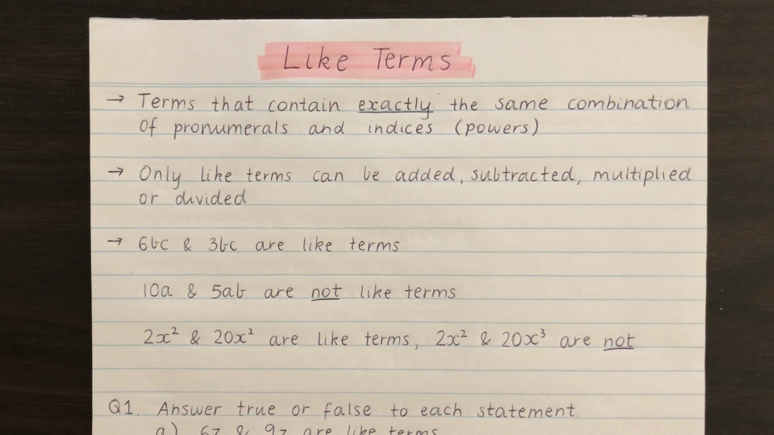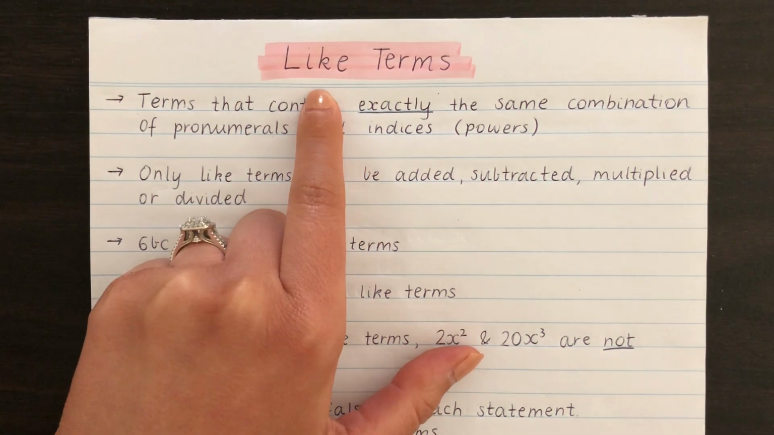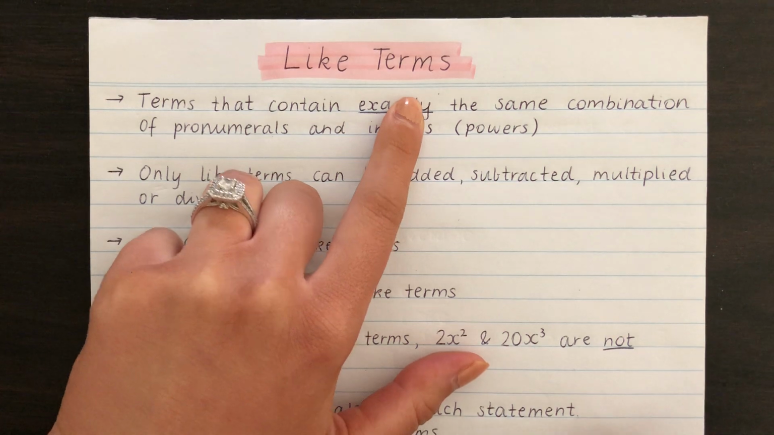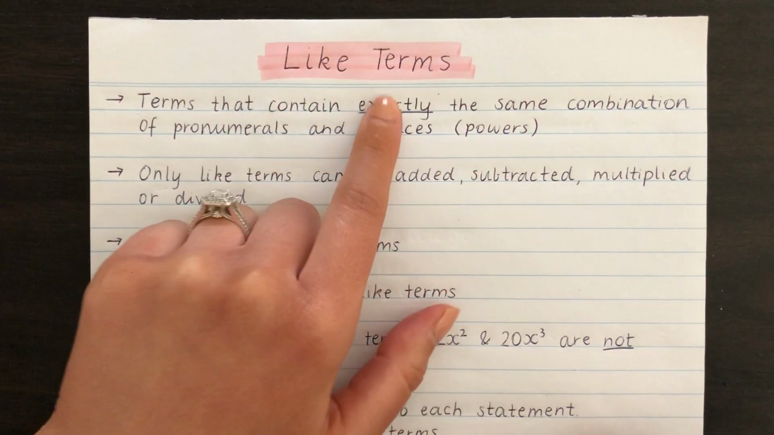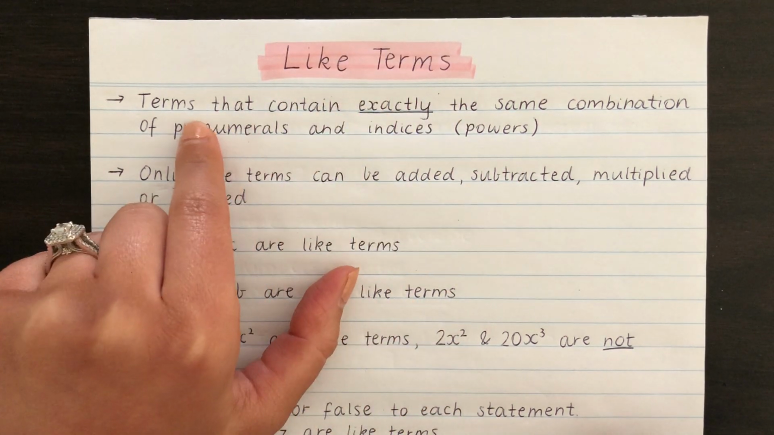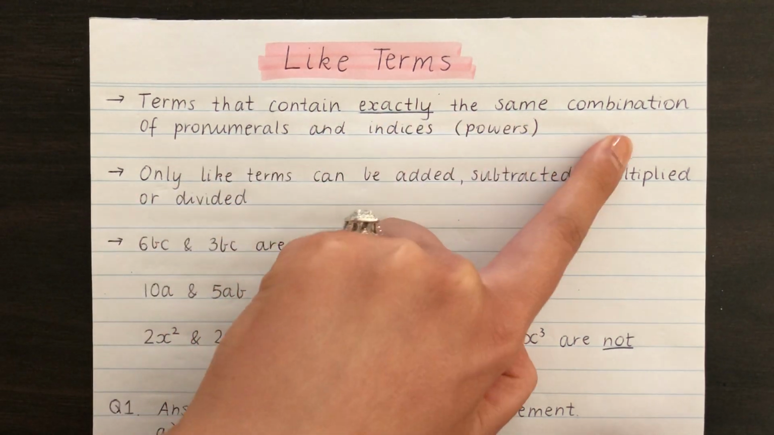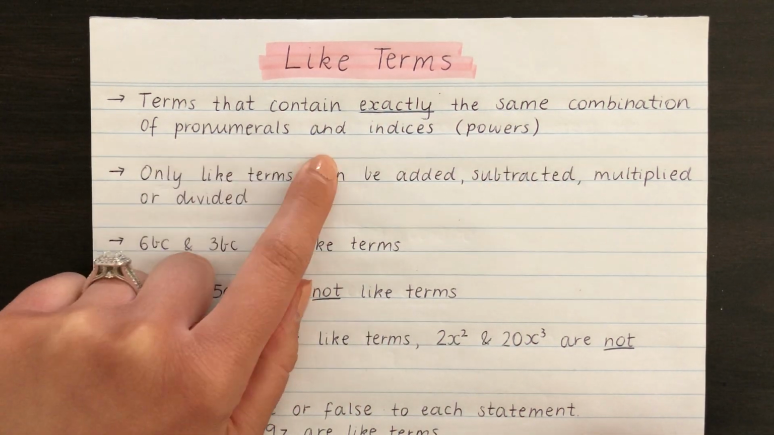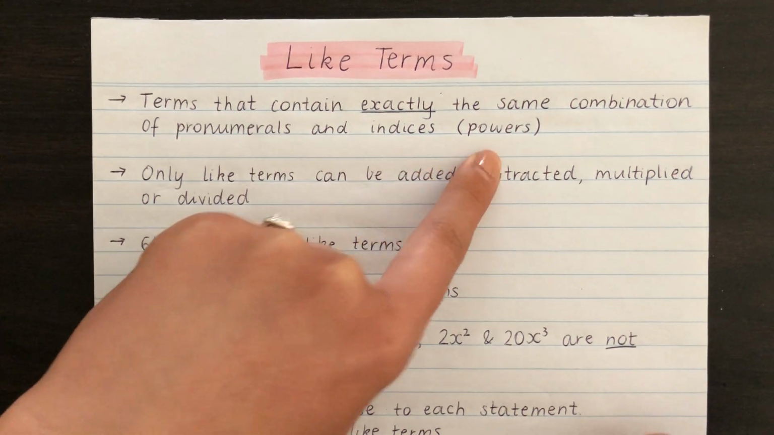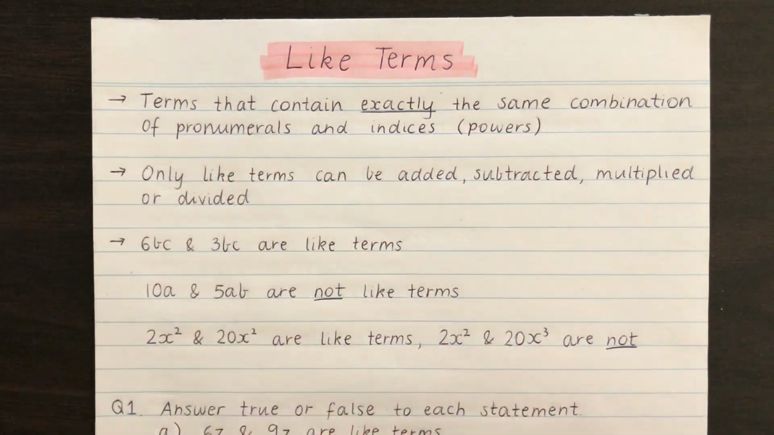Everyone, in today's video I'm going to be talking about like terms. So what are like terms? Well, like terms are terms that contain exactly the same combination of pronumerals and indices, or in other words, powers.